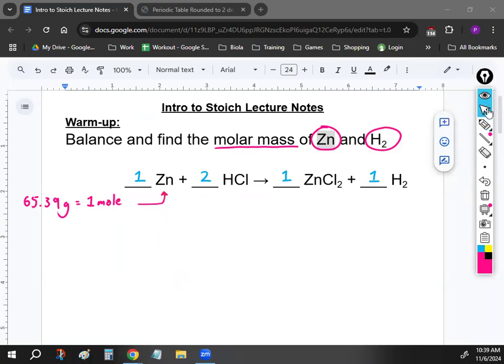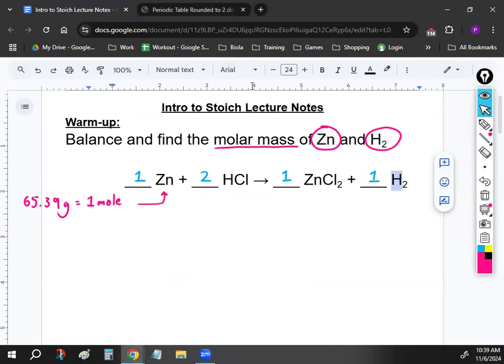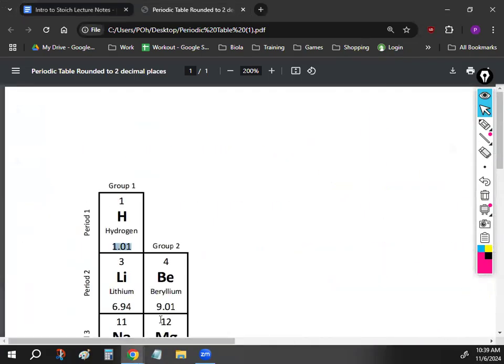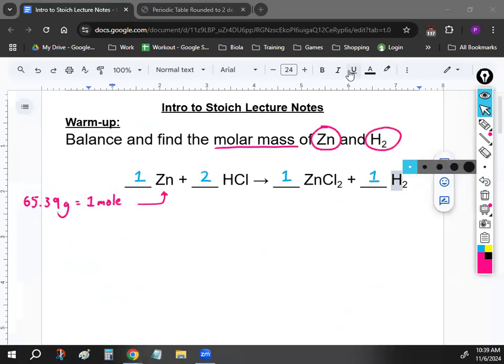Okay. All right, let's do H2 now. H2 is also pretty simple. It's made out of 2 hydrogens. So we're going to look at hydrogen on the periodic table. It's going to be 1.01, but there's 2 of them, so we can add them together or multiply by 2. And that'll be 2.02. So the molar mass of H2 will be 2.02 grams in 1 mole. Okay, so that's going to be the molar mass for those 2. And make sure you guys have these jotted down because we will be using this in order to solve our first sample problem.